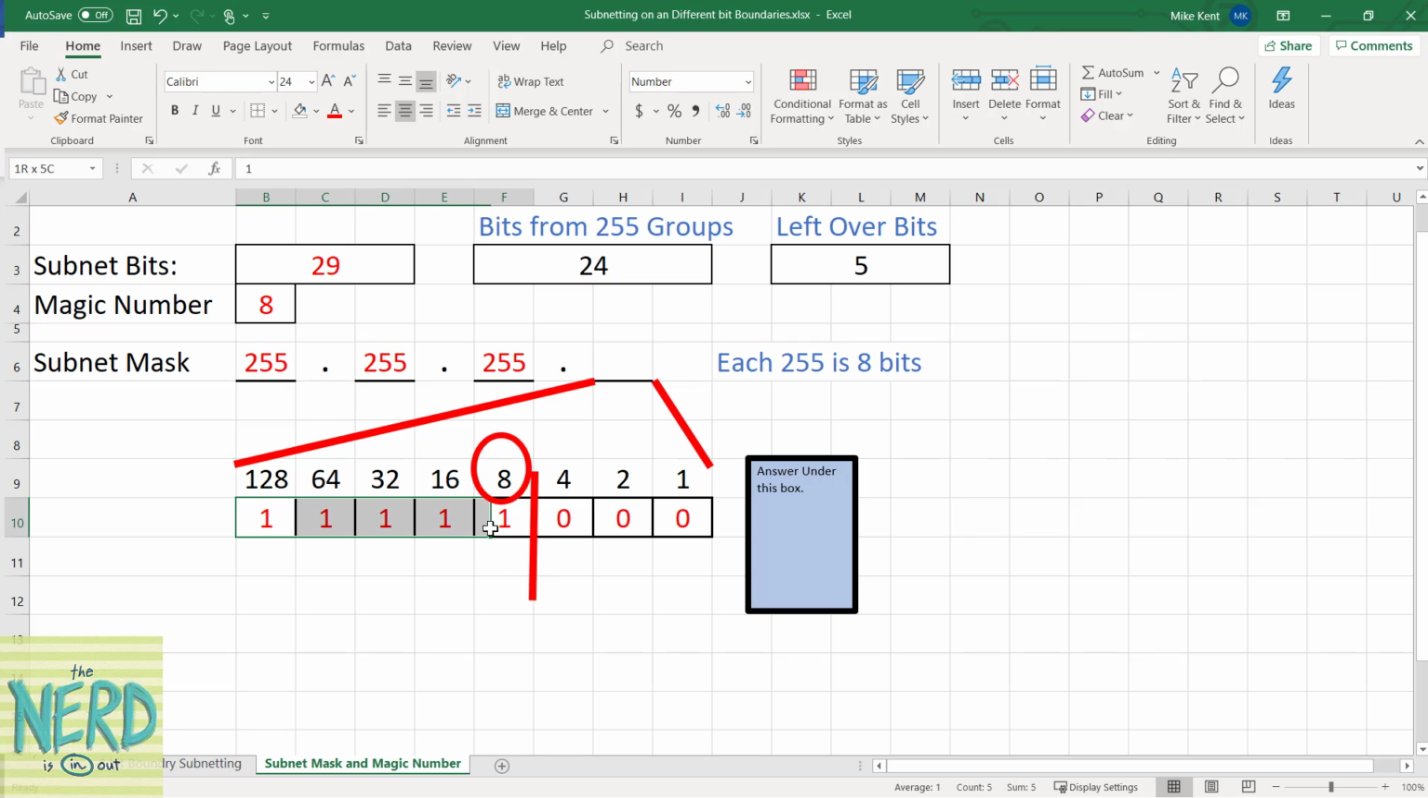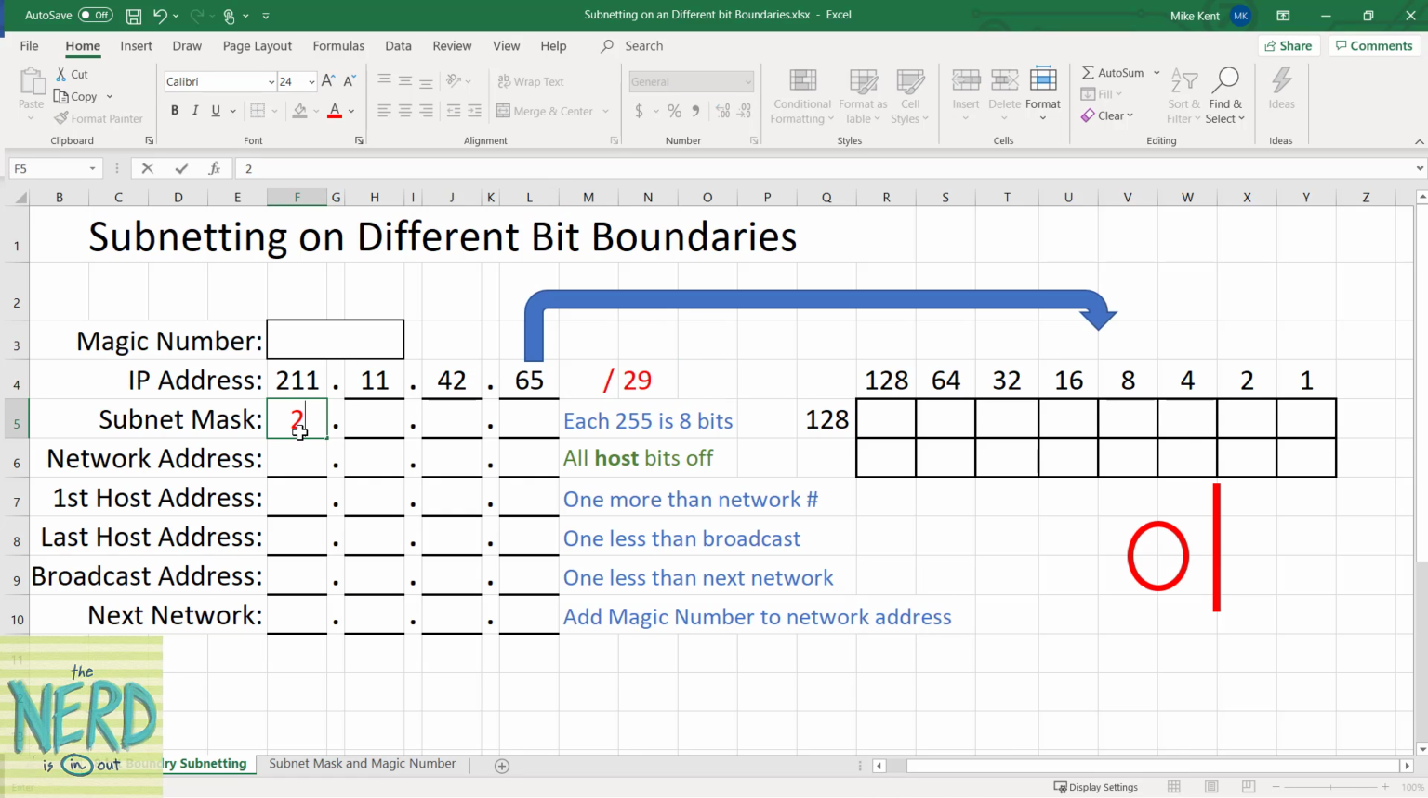Now what do these bits add up to? Well, I'll let you do it, but if 4 bits added up to 240 and we turn on one more bit, that's going to be 248 is going to be my subnet mask. So my subnet mask for /29 is 255.255.255.248, and I can put that right here. So we got the information we need now, and my magic number is 8.